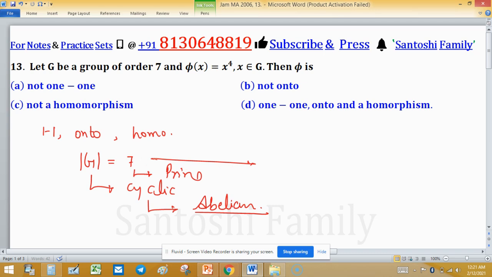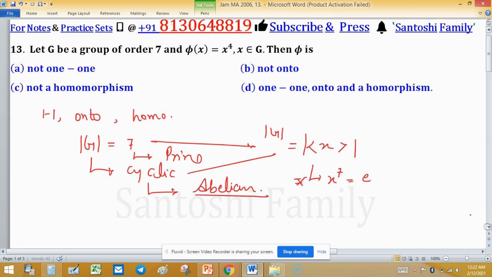First, what is the information given? As G is cyclic and the order of G is 7, because G is cyclic, it is generated by, suppose, x. So the order of G will equal the order of its generator, and the generator gives x raised to the power 7 equal to E. This is the property of a generator, and this is the least positive integral power at which we get E.